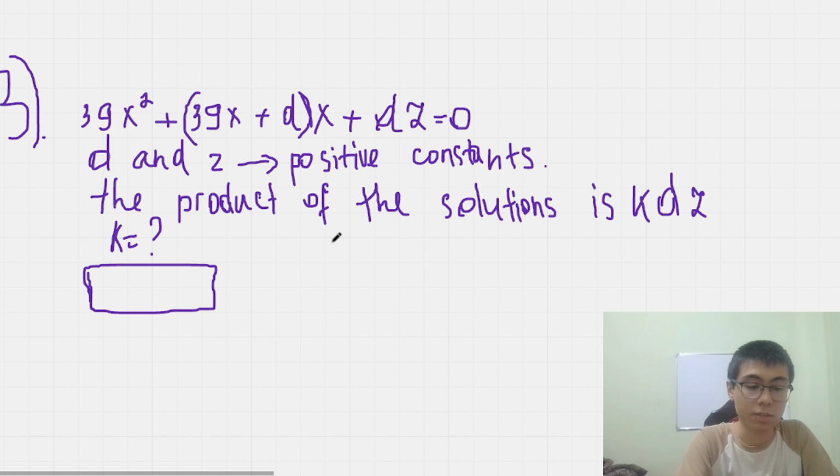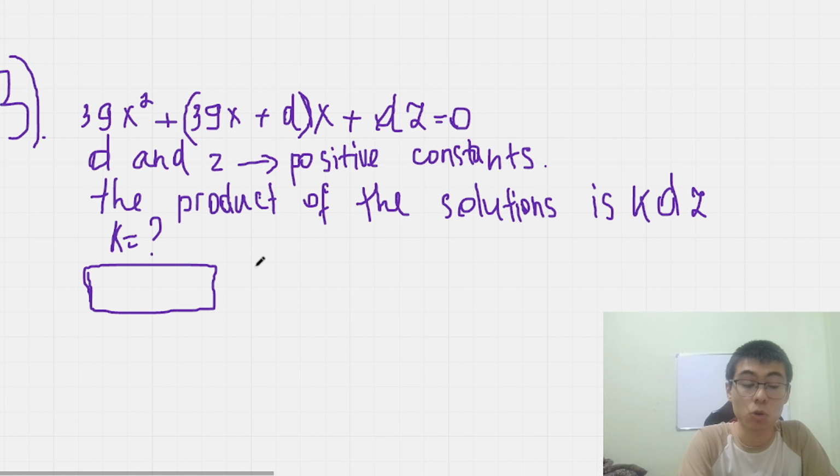So here we have a question. 39x squared plus 39x plus dx. Okay. So d and z are positive constants. The product of the solutions is k multiplied by d multiplied by z. What's the value of k?